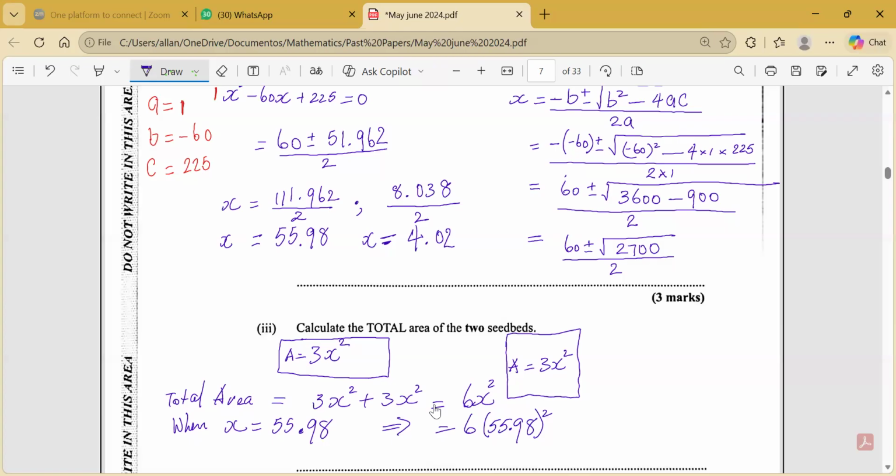All right, so just work out that for me, 55.98 squared multiplied by 6. So that is assuming that x is, so that's 18,802.